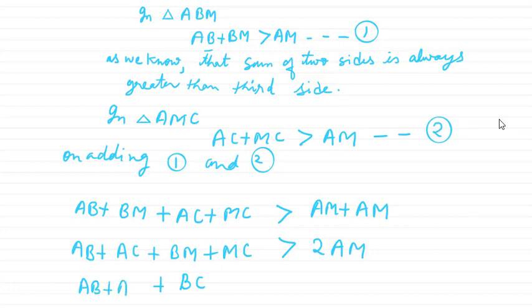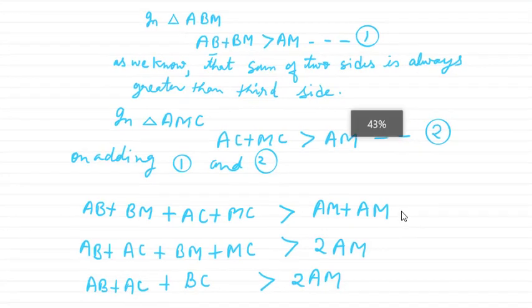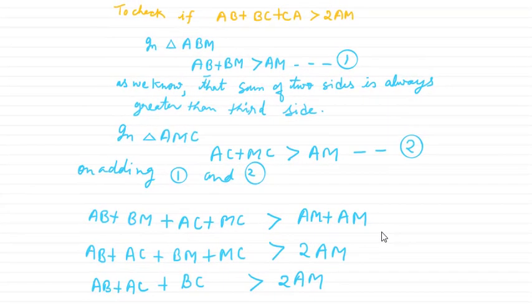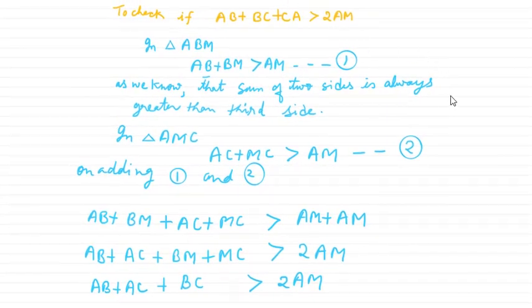AB plus AC plus BC is greater than 2AM. So that was to be checked, whether AB plus AC plus BC is greater than 2AM or not. So we can say yes, AB plus BC plus CA is greater than twice of AM.